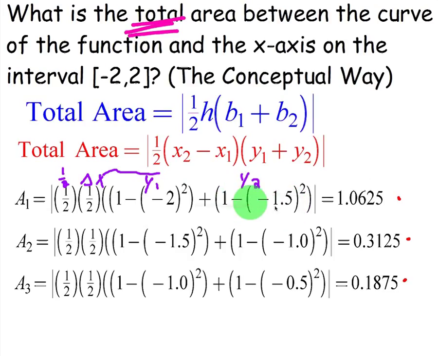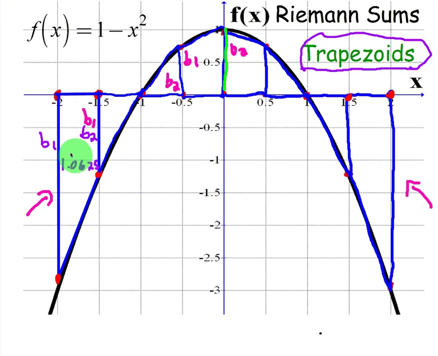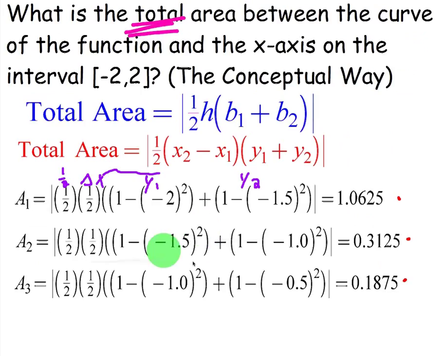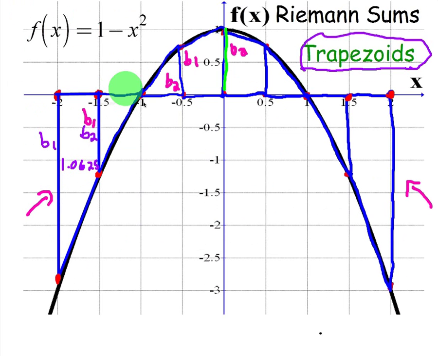So it's a pretty complicated formula, but at the end of the day, you get 1.0625. So the area of this first trapezoid is 1.0625. We can use a similar pattern to determine the area of our next trapezoid: 1/2 times the height, which is still 1/2. So 1/2 times 1/2. And then you will multiply that by the two y values.